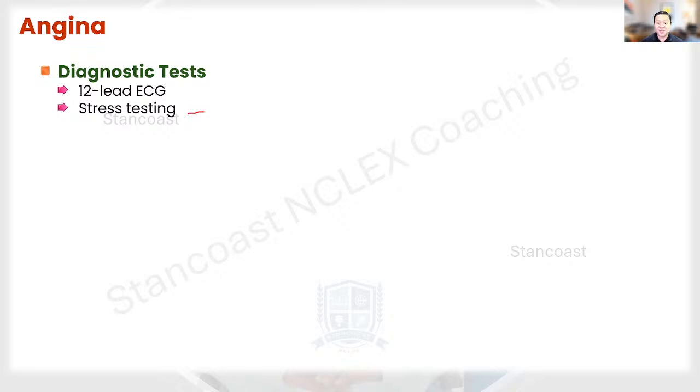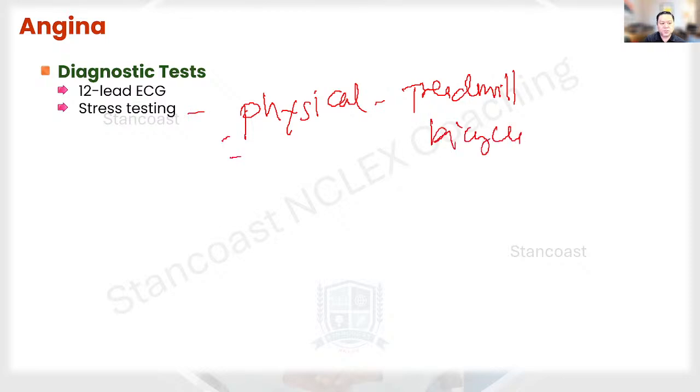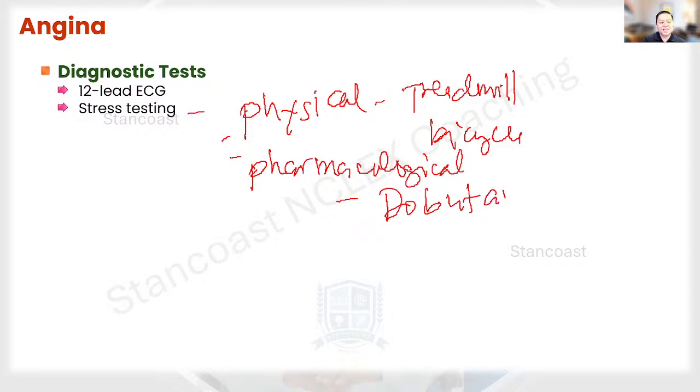Now, there's also that pharmacological stress test. They're going to be given dobutamine, okay? So we have the physical type of stress test, wherein they're going to be running on a treadmill or a stationary bicycle. But there's also that pharmacological stress test, wherein they're going to be getting dobutamine or adenosine. So these are medications that can be given if the patient is not able to use the treadmill, if they have some impairment and really cannot run or walk on the treadmill. And so this will mimic the exercise.